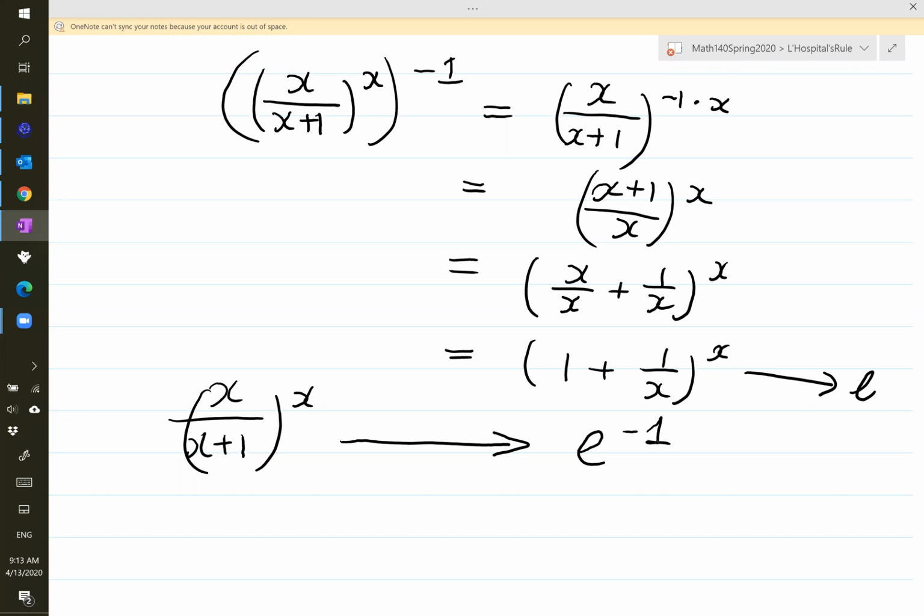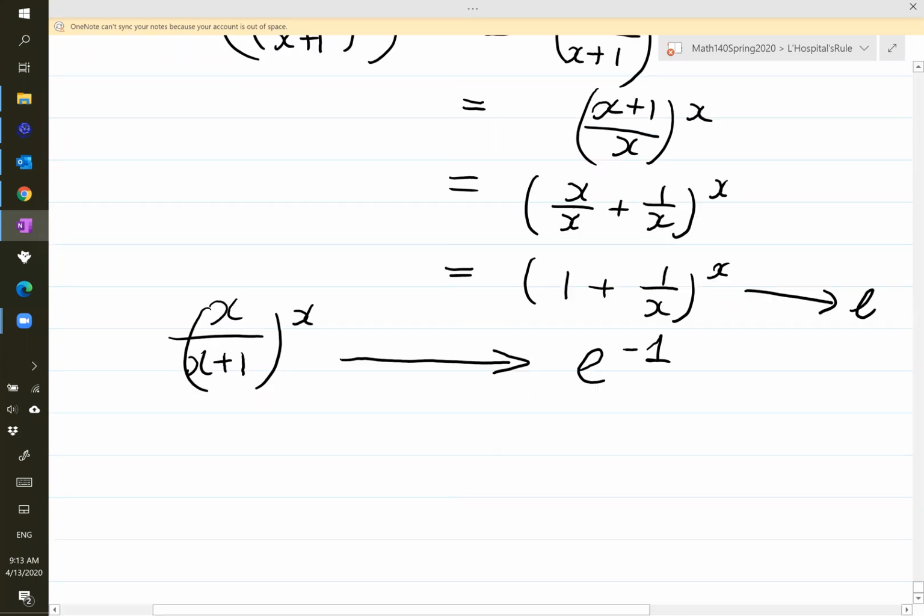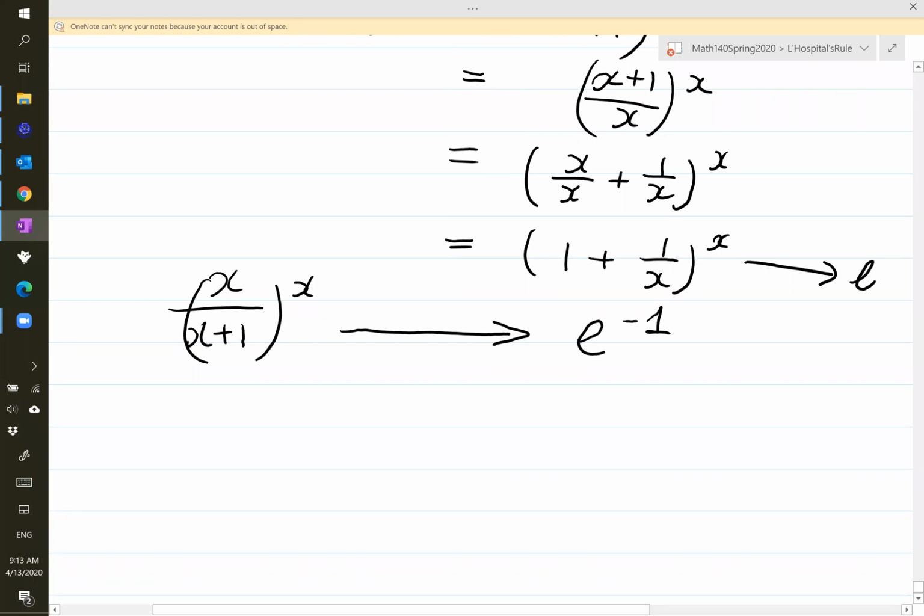We have 2 minutes. I don't think we have enough time for one more example now. Let me quickly make a remark about L'Hopital's rule, some history that I did not mention. L'Hopital's rule was not first discovered by L'Hopital.